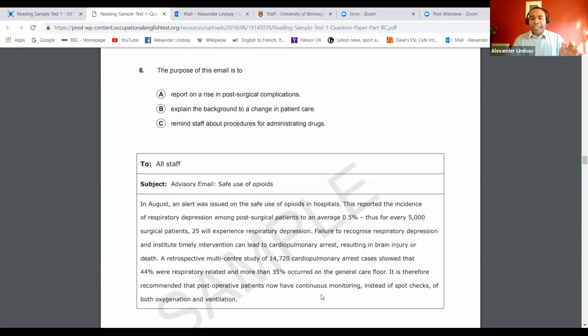So basically, 80% of this text is giving background and is being used to justify something. It's therefore recommended that post-operative patients now have continuous monitoring instead of spot checks of both oxygenation and ventilation. So basically, it starts off by giving us all of the background, and only the final sentence is telling us what the change is going to be. So the main part of the text is focused on telling us why that change is going to happen, and the reason why is based on that background. So that is the key.